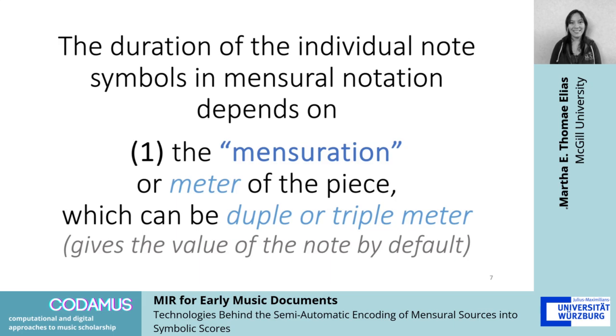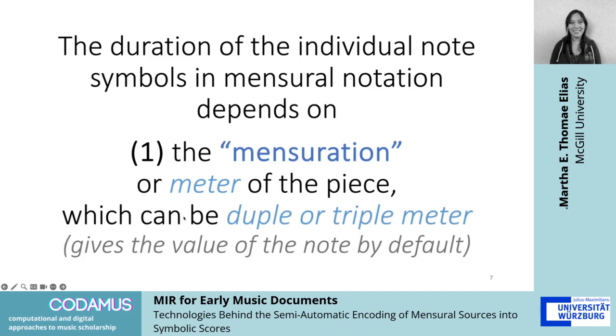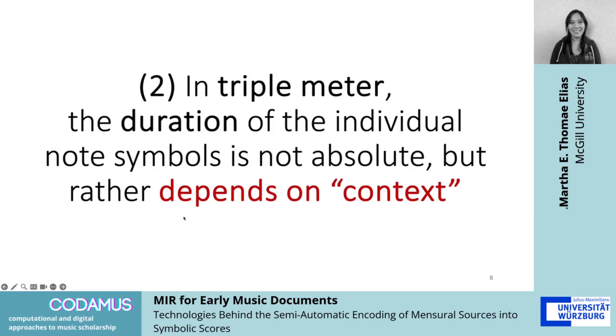In duple meter, the notes have a binary value by default. In triple meter, they have a ternary value by default, which is what was happening in this first example. The first breve has a ternary value by default. So what's happening with the next breve? That's when the other concept comes into play, which is the context.